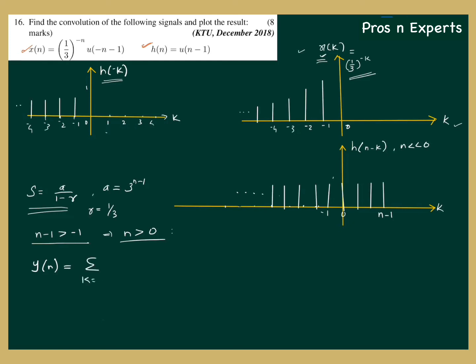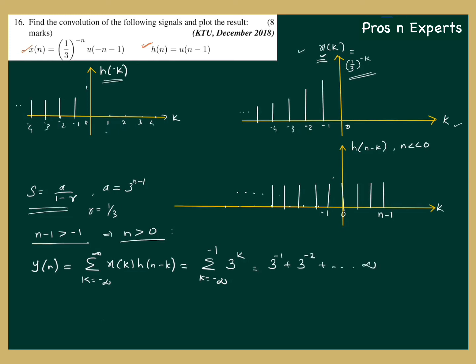So sigma k equal to minus infinity to infinity x of k into h of n minus k is actually sigma k equal to minus infinity to minus 1, right? We need to take summation up to minus 1 only, because after minus 1 this x of k is 0. Okay, so minus infinity to minus 1, 3 raised to k into 1. Okay, so we have to substitute values for k from minus 1 to minus infinity. So 3 raised to minus 1 plus 3 raised to minus 2 plus etc., and goes up to infinite terms.